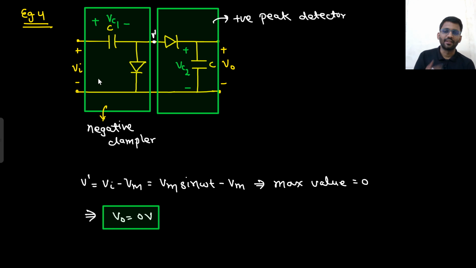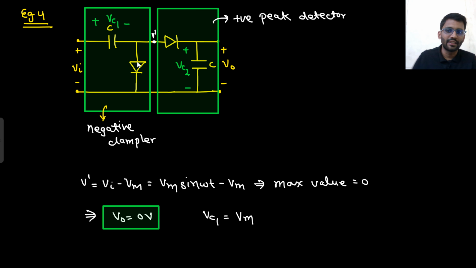And what about Vc1? For Vc1, the capacitor will charge in this direction, so Vc1 will be plus Vm. By now you must have remembered that when it is a negative clamper, Vc1 is plus Vm. When it is a positive clamper, Vc1 is minus Vm. You don't need to mug it up. You know the concept, right? If it charges straight like this, plus Vm will come; if it charges in the opposite direction, minus Vm will come.